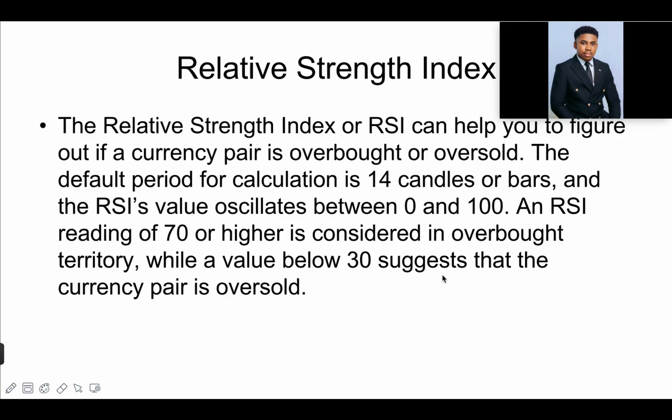So let's talk about the RSI, or the Relative Strength Index. The Relative Strength Index, or RSI, can help you to figure out if a currency pair is overbought or oversold. The default period for calculation is 14 candles or bars, and the RSI's value oscillates between 0 and 100. An RSI reading of 70 or higher is considered overbought territory or an overbought market, while a value below 30 suggests that the currency pair is oversold.